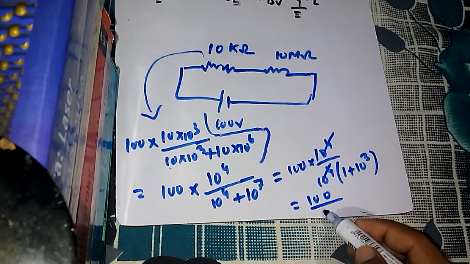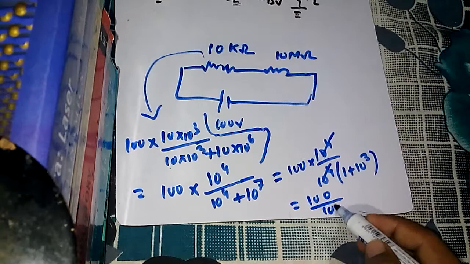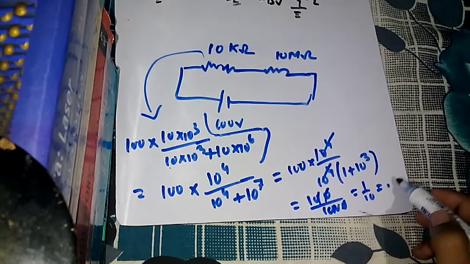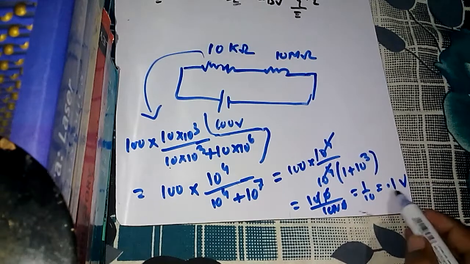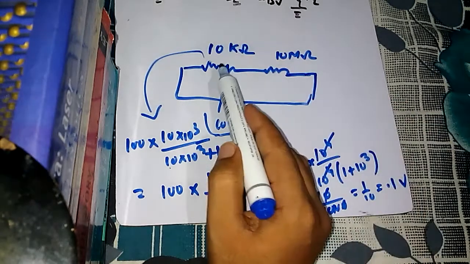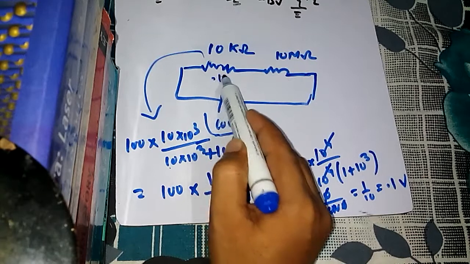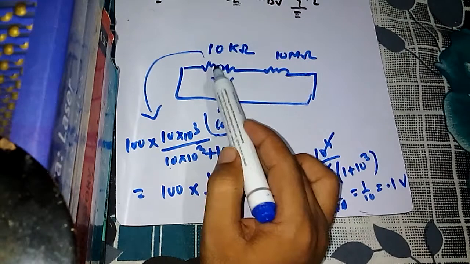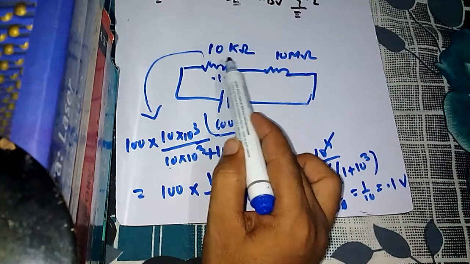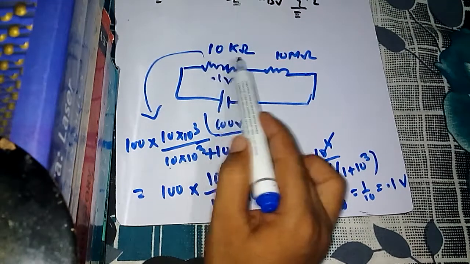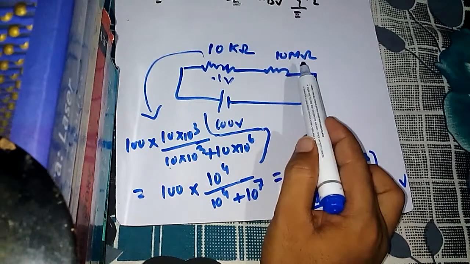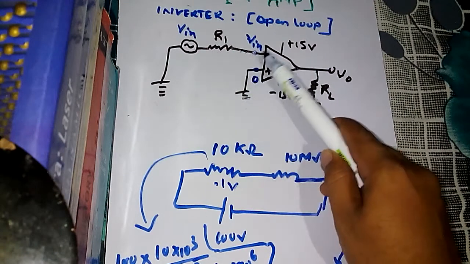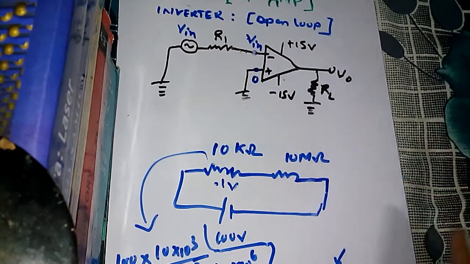So 100 by 10 to the power 3 is 1000, that means 1 by 10, 0.1 volt. So 0.1 volt drops across this resistor. Can you imagine? 0.1 volt has dropped across this resistor. What I have done is taken two resistances: one is a lower resistance, and one is a very high resistance, 10 mega ohm. Here a small resistance, and here I suppose an infinite resistance.